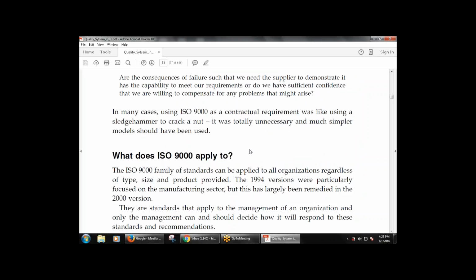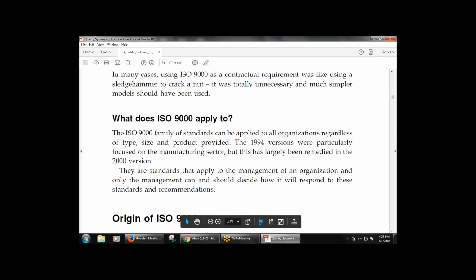Then what does ISO 9000 apply to? That means where it is applied, or why we are using ISO 9000. It is applied to all organizations carrying out production, regardless of their size, product, and the type they are providing. So it can be applied to each and every organization. It is the ISO 9000 standard, or rather a family of standards, that means a group of standards.